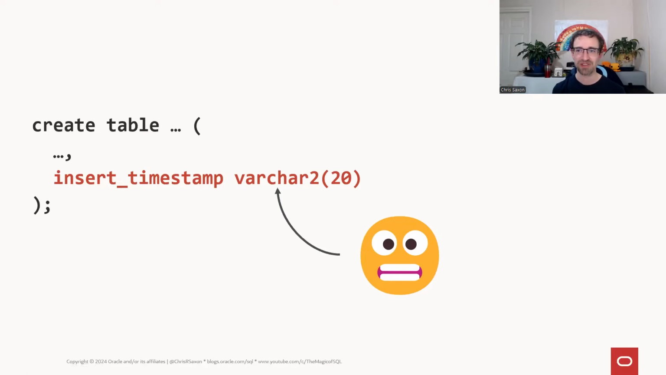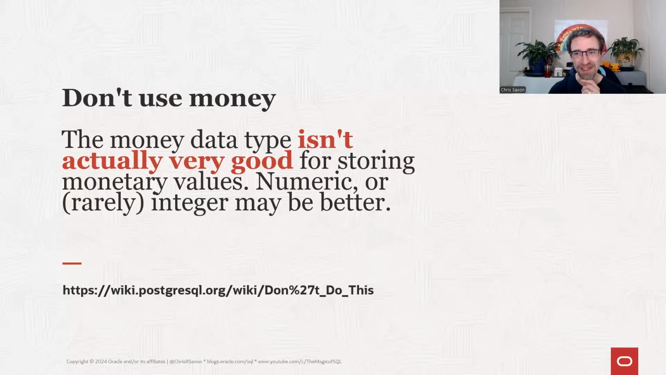So other databases do have richer inbuilt type systems, but the types they provide can come with limitations. A common example is money. Some databases have a money type. But if you look up what people think of that, you'll find advice like this: don't use money, right?